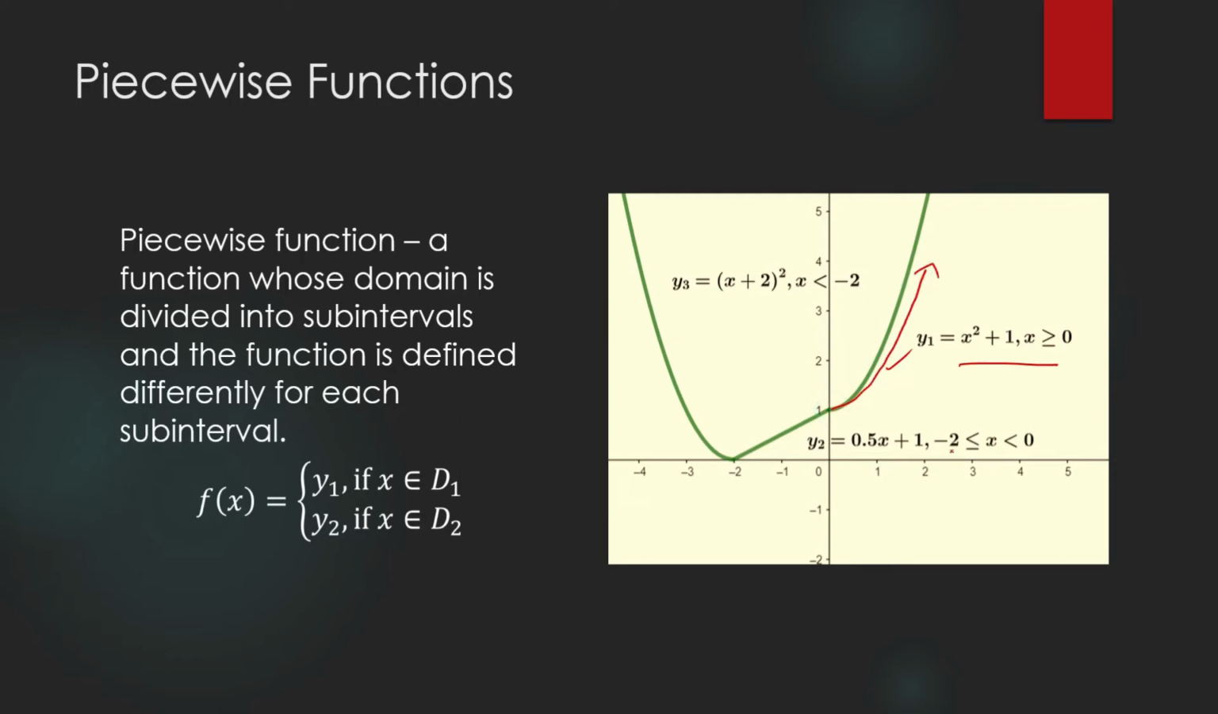If x is greater than or equal to -2 but less than 0, the value of our y is going to be equal to 0.5 times x plus 1. And the graph of that in that interval is this one going there. And then when x is less than -2, then our function is defined in this way. Y, or the value of our function, is equal to the square of x plus 2.